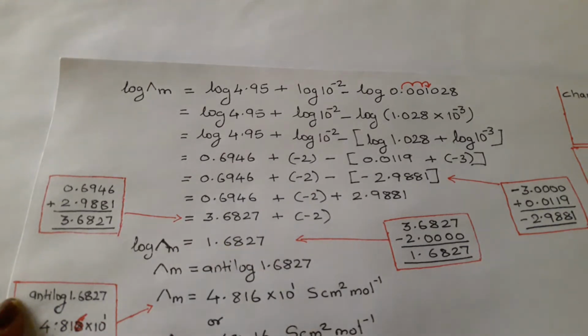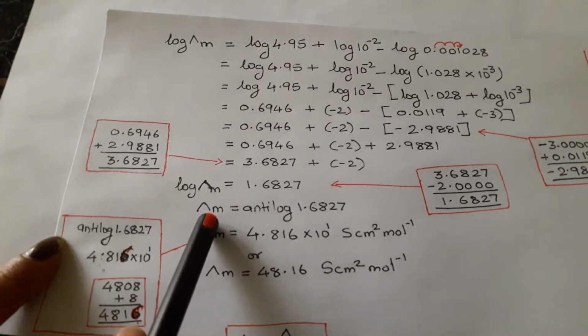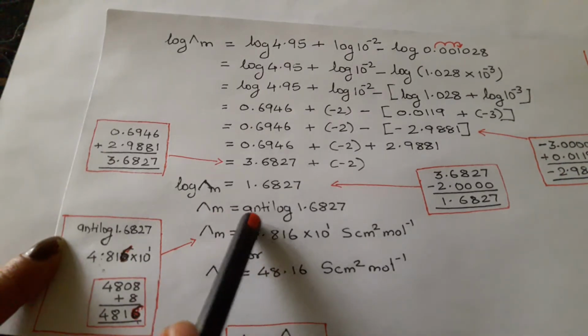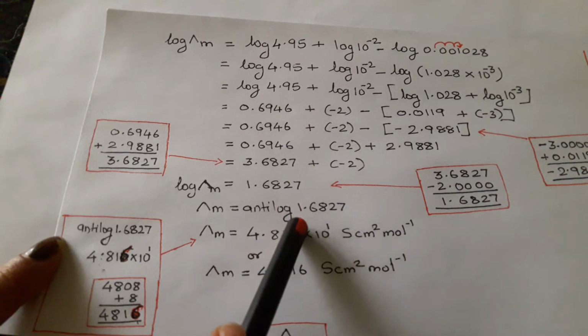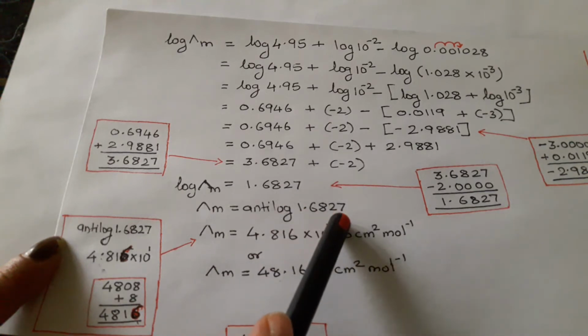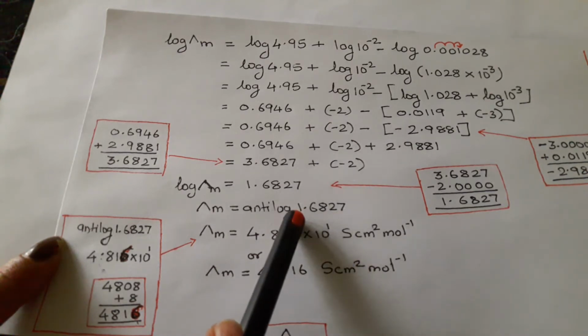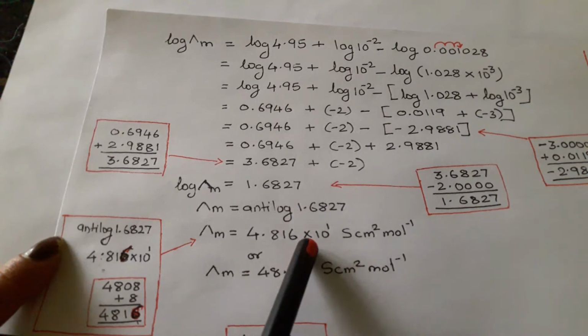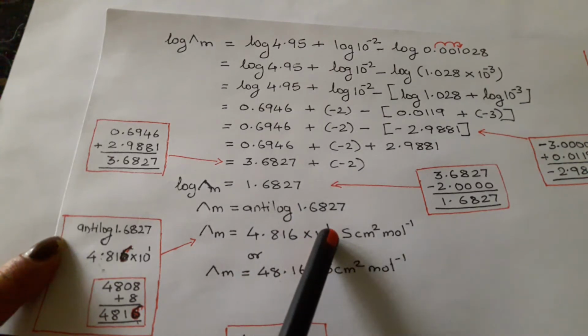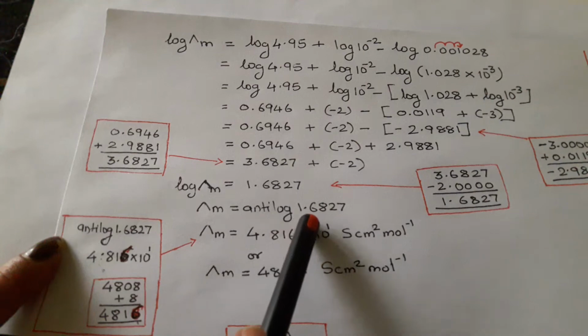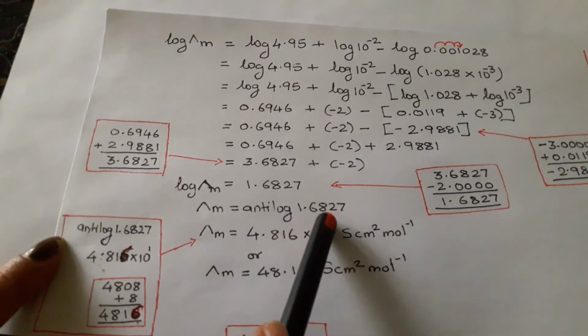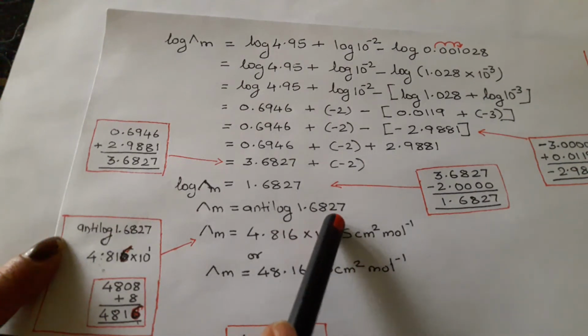1.6827. To calculate lambda m, we have to find the anti-log of 1.6827. Here the characteristic is 1, therefore in the answer we write into 10 raised to 1. And using the anti-log table, we'll find the value for 0.6827.